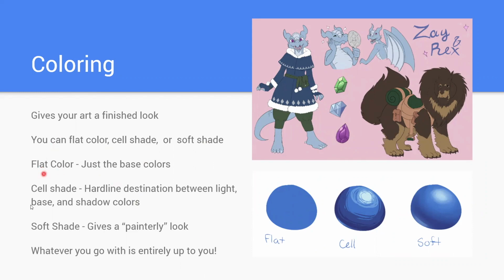Cell shading is a hard distinction between light, base, and shadow colors. So on this cell shaded one, we've got the highlight, like an in between, the base color, the start of a shadow, the darkest part of the shadow, and a little bit of reflective light on the bottom here.